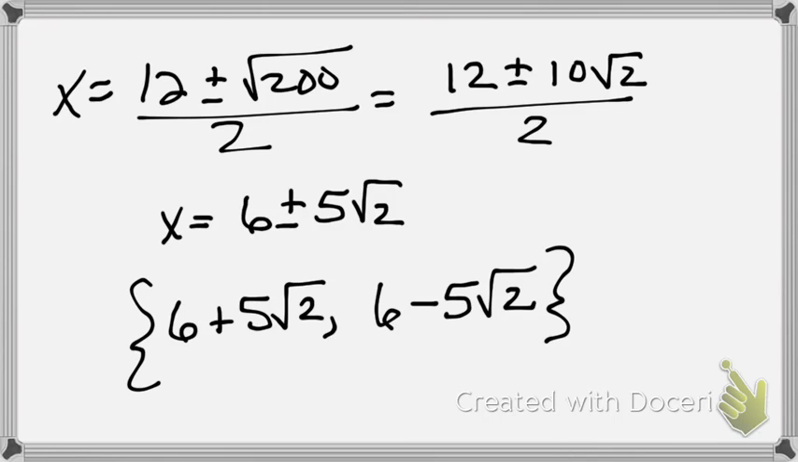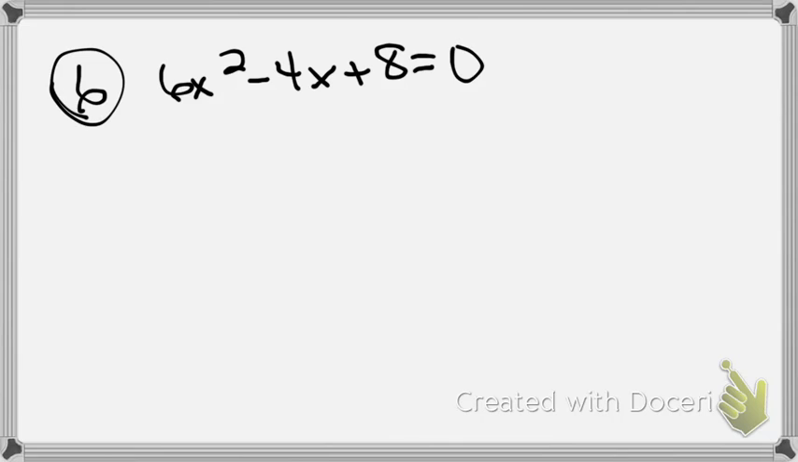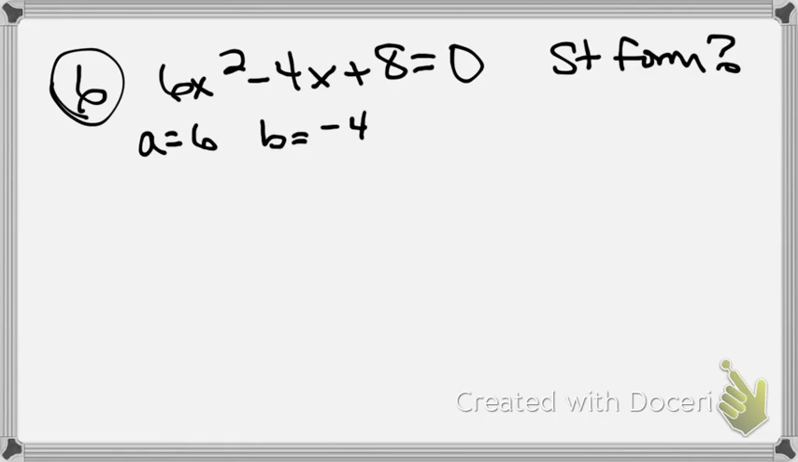All right, so now we're going to do number 6. It's 6x squared minus 4x plus 8 equals 0. First check, is it in standard form? Yes, it is, because you see that it's equal to 0. So what's your A? B? C?